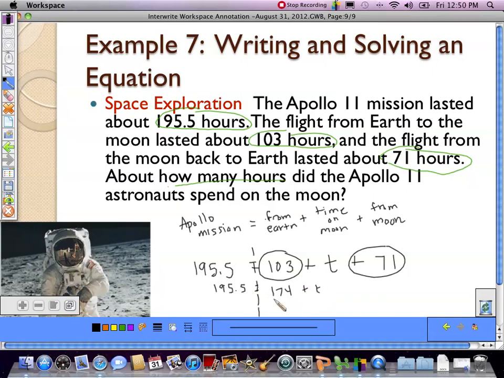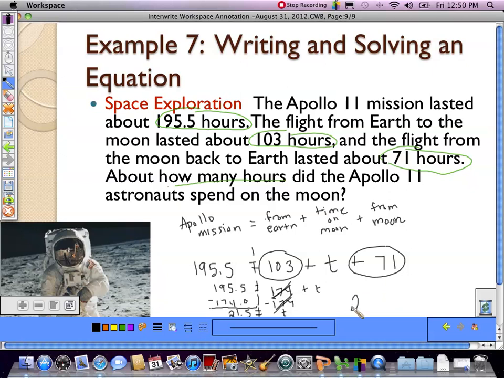Starting on the side with the variable, we're going to do the inverse operation, so we're going to subtract 174.0, so your decimals line up. And then on your right side, you can cancel. You're left with T equals 195.5 minus 174, which equals 21.5. So T equals 21.5 hours.